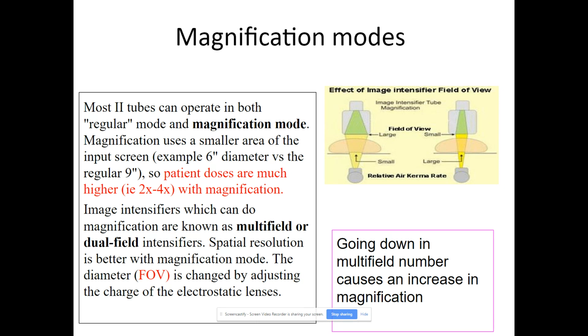Interestingly, and somewhat counterintuitive, because how often have we said that magnification is associated with a decrease in detail? But in fluoro, it's the opposite. At least you're getting something for the dose. In fluoro, when you magnify the image, the spatial resolution gets better.